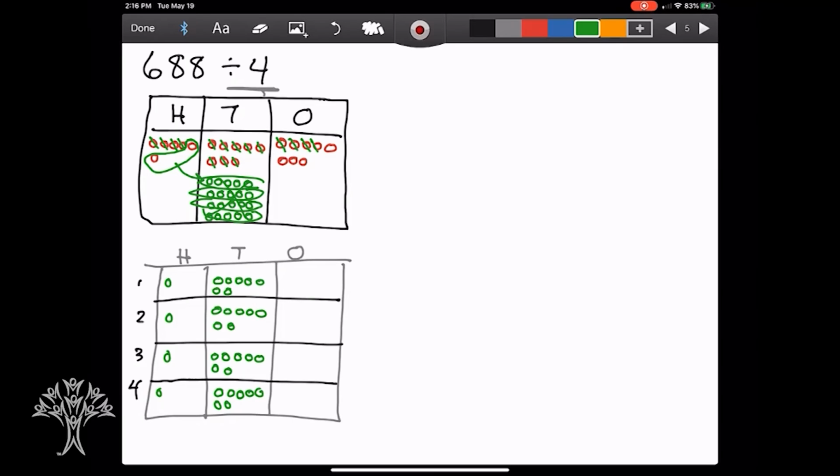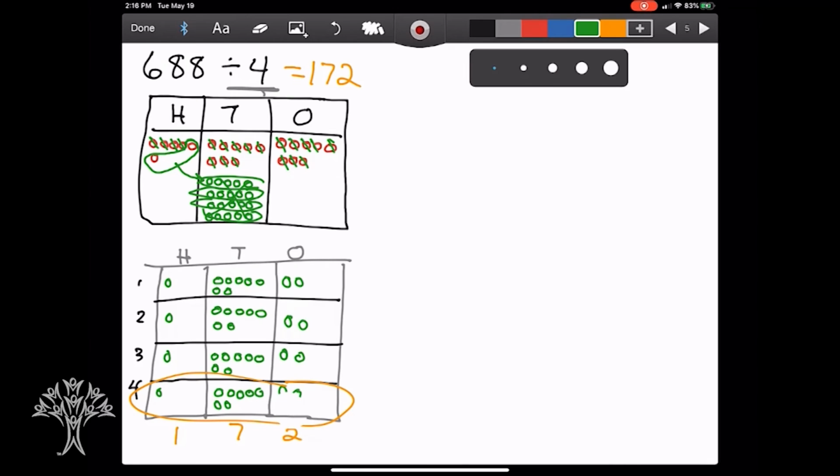And then over here, can we get some groups of 4 going into our 1s? Yep. And it comes out just perfectly. So quotient is how much in one group? So 172. Okay.